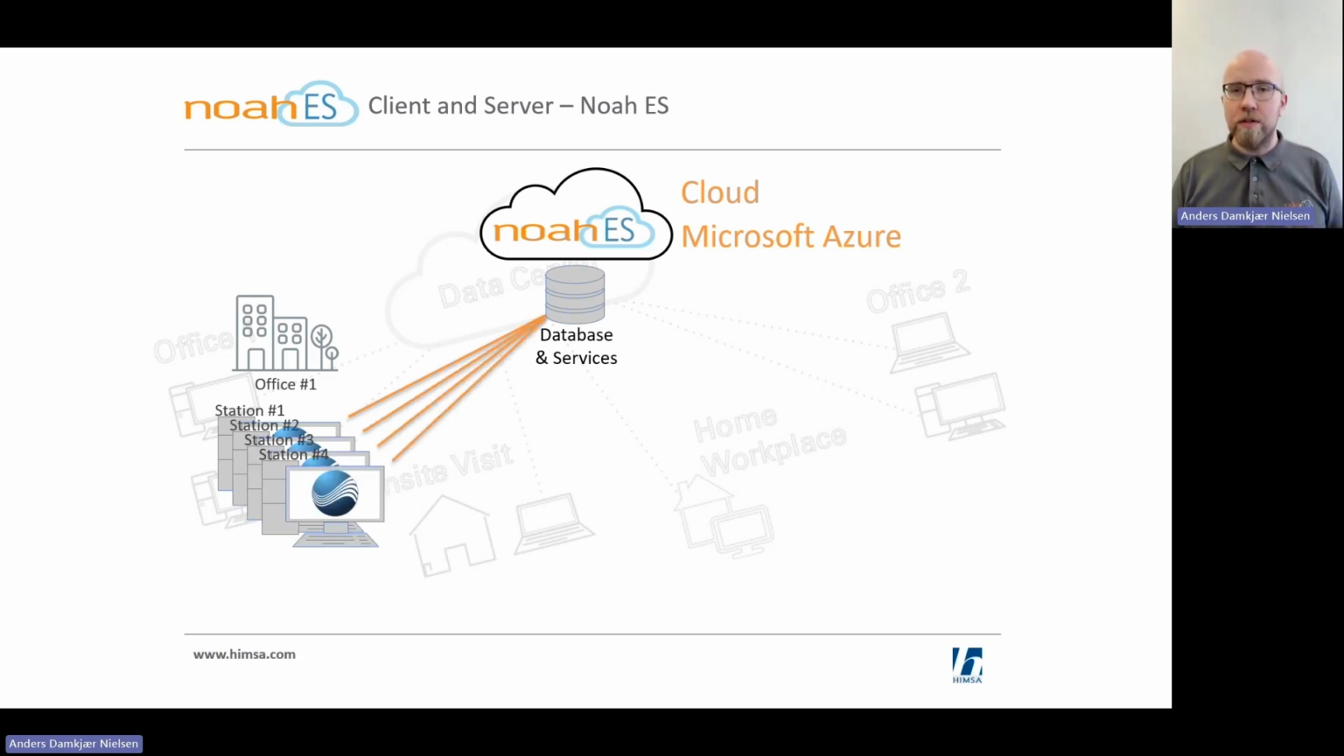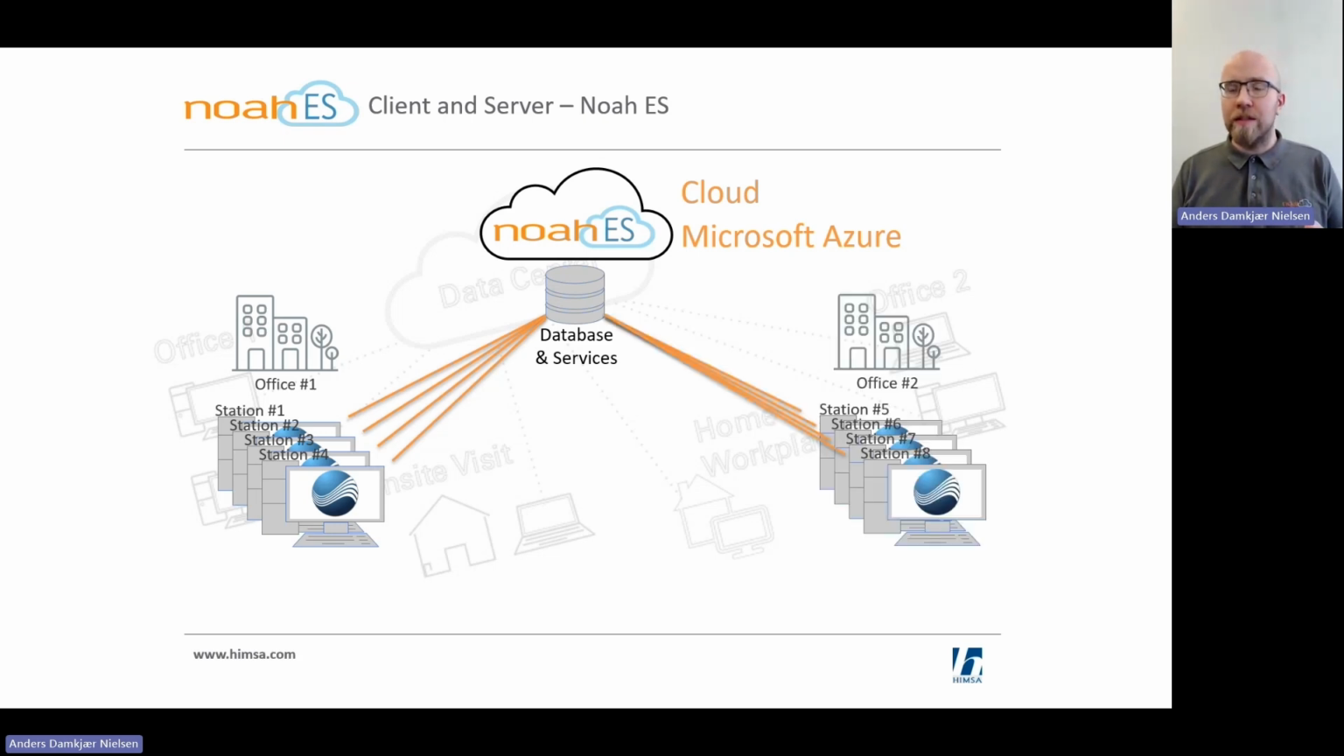Then as you add additional stations, they will also just connect up to this database, and you don't actually need to do anything. We'll get back into that later, but you just need some user accounts to connect to your Noah ES account, and that's how they would get access to the data. And it doesn't actually matter where they are. This would also be from the second office. You would just create these user accounts, you would install the stations, and you would have access directly to the data without needing to do any of the other steps mentioned before. No VPN, nothing like that.